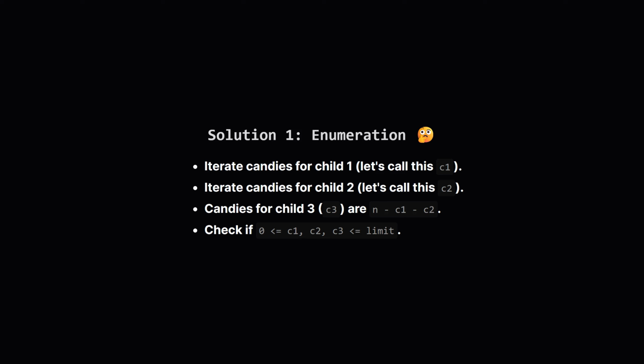Okay, so how can we systematically count these ways? The first idea that might pop into our heads is just to try out all the possibilities for the first 2 children. Let's say the first child gets some number of candies, let's call it C1. Then, the second child gets C2 candies. Once we've decided on C1 and C2, the number of candies for the third child, C3, is fixed, right? It has to be n minus C1 minus C2. Then, we just need to make sure that each of these amounts, C1, C2 and C3, is not negative and also not more than the limit.